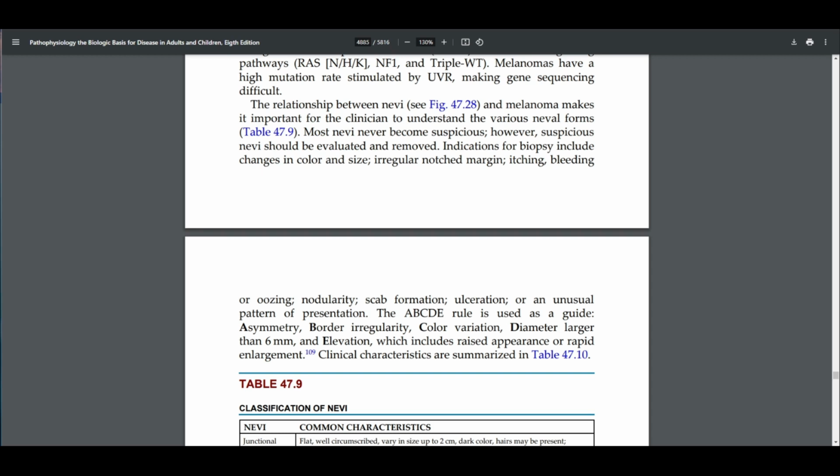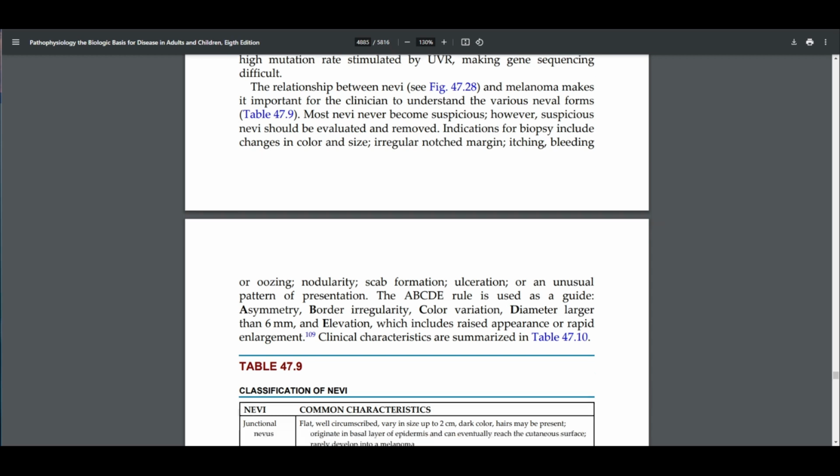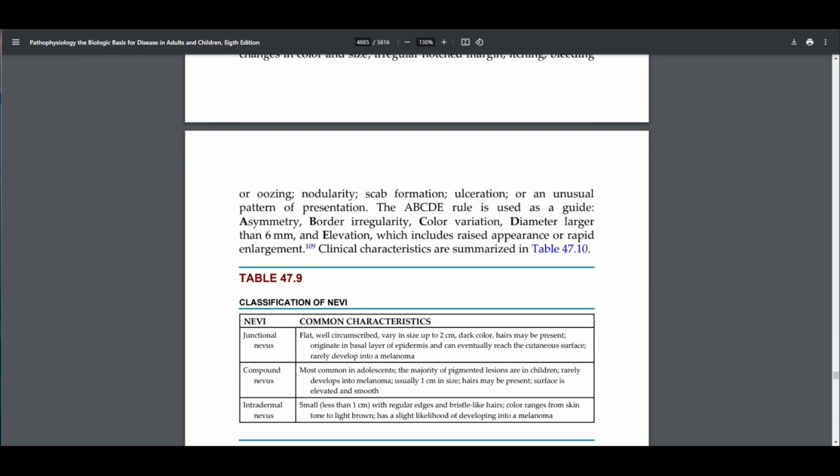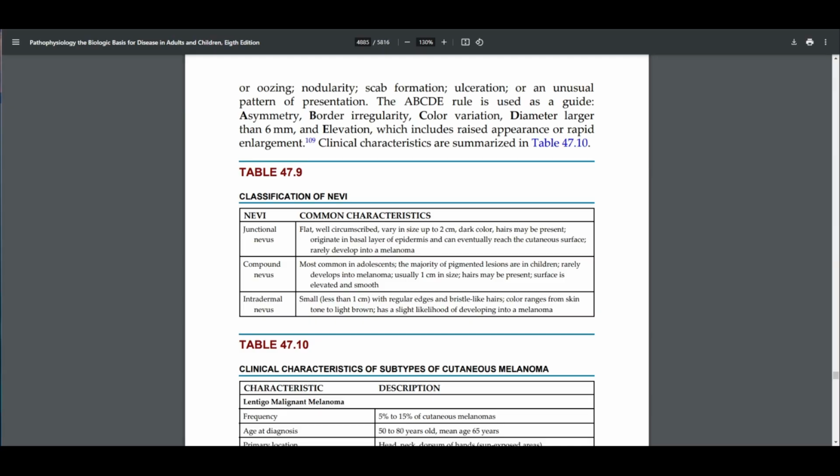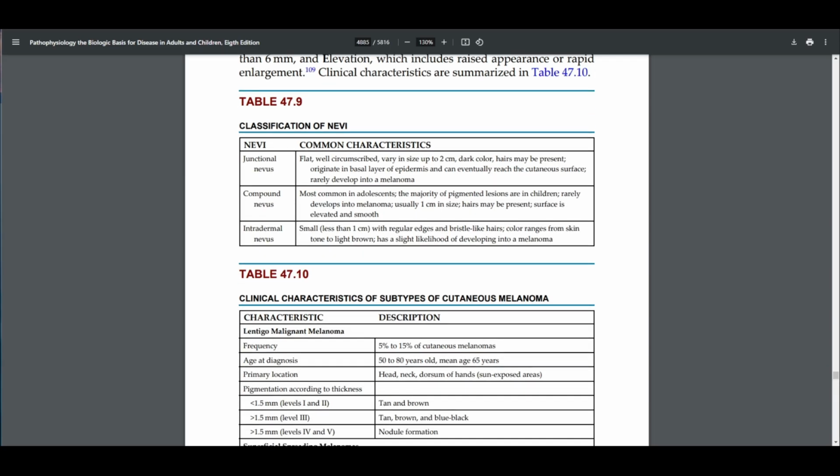The ABCDE rule is used as a guide. A, asymmetry. B, border irregularity. C, color variation. D, diameter larger than 6 millimeters. And E, elevation, which includes raised appearance or rapid enlargement. Clinical characteristics are summarized in the following tables here.